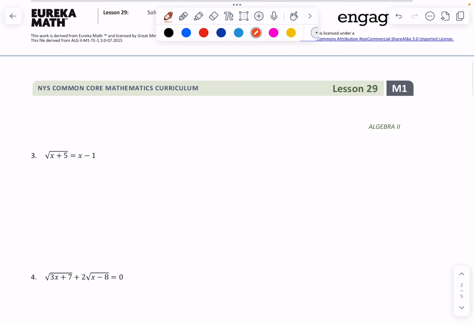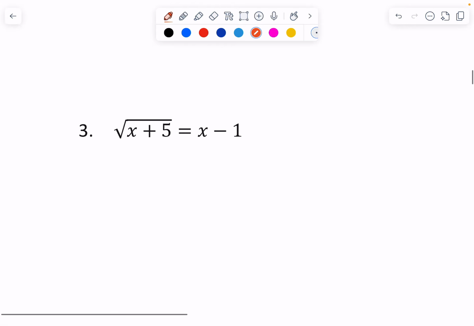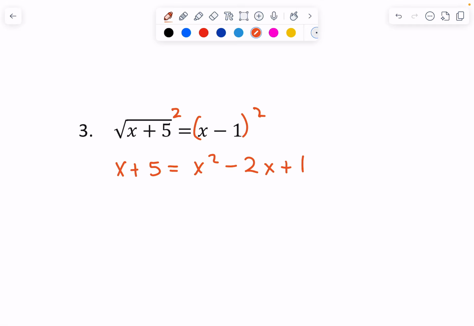Okay, next one. I already have the radical isolated, so I'm just going to immediately square both sides. Move everything to one side. And factor.